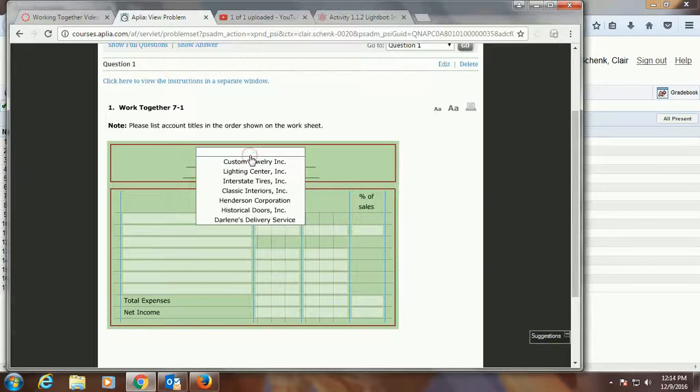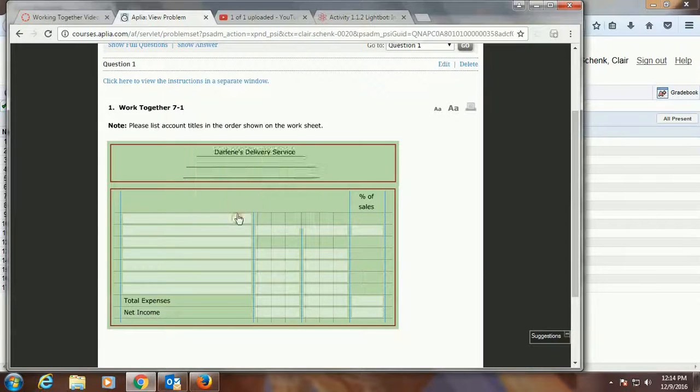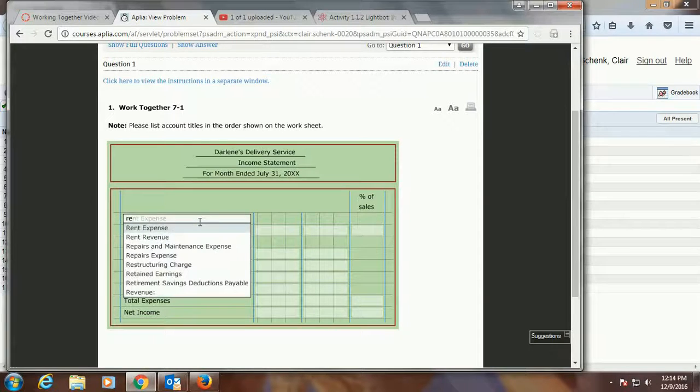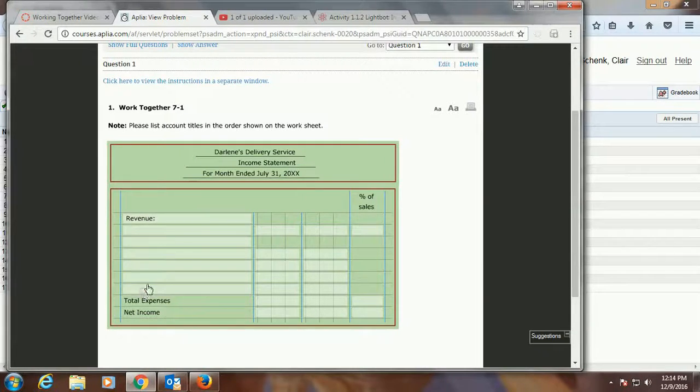I'm going to put the name of the company, which is Darlene's Delivery Service, and we're doing an income statement, so that's a financial statement, and it's for the month ended July 31st of the current year. Okay, so it's for a month because it's our one fiscal cycle. This one we want to make sure it's very formal and neat, so we're going to put a title called Revenue here.